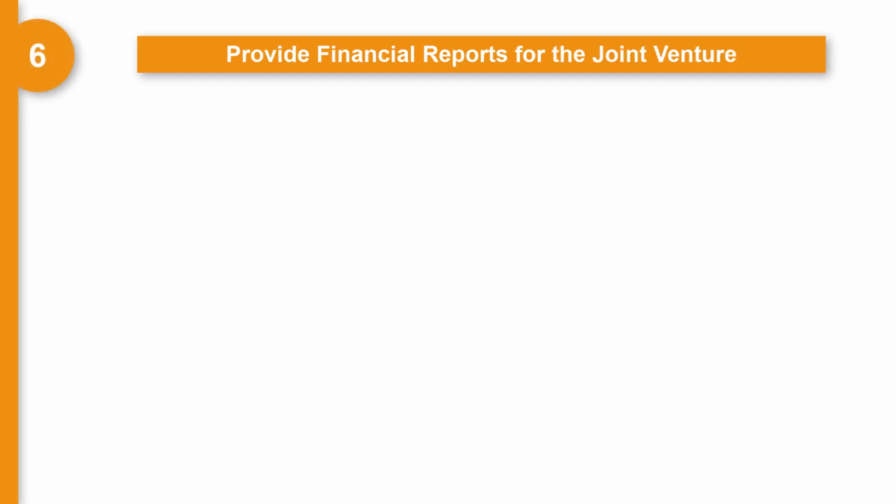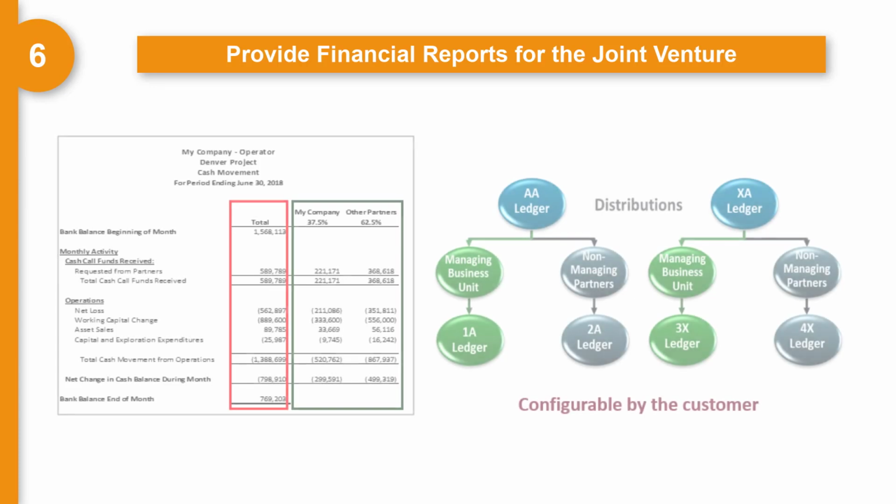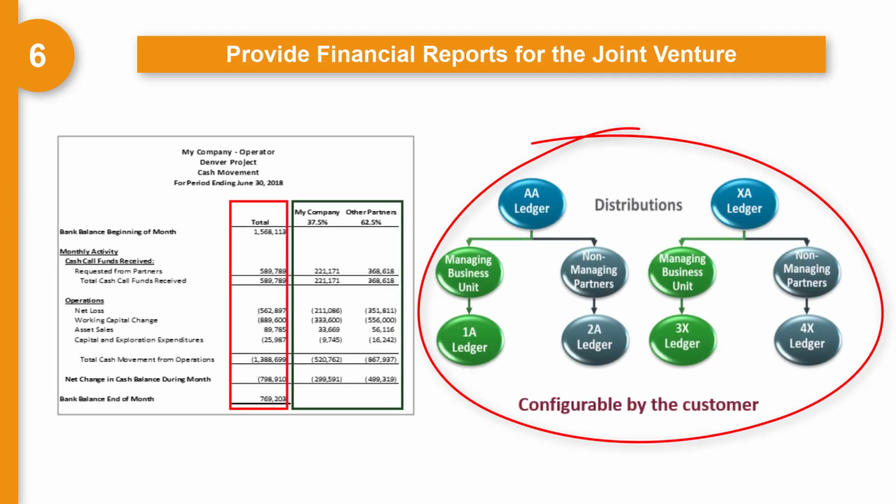To communicate the financial position of the joint venture to the partners, Acme uses joint venture-specific ledger types for distributed transactions. This enables Acme to manage the financial reporting needed for them as the managing partner, as well as for the joint venture.